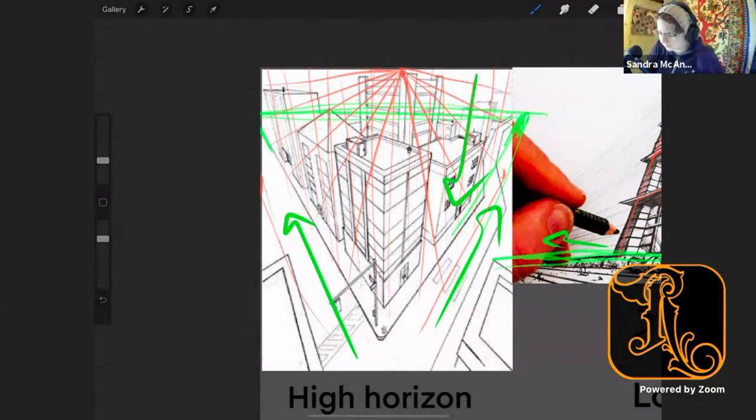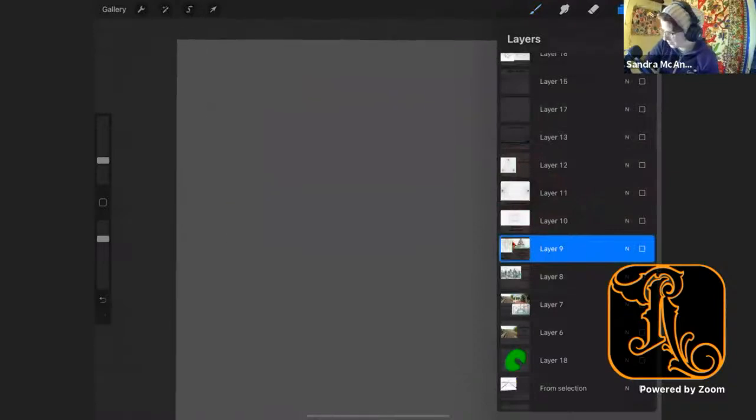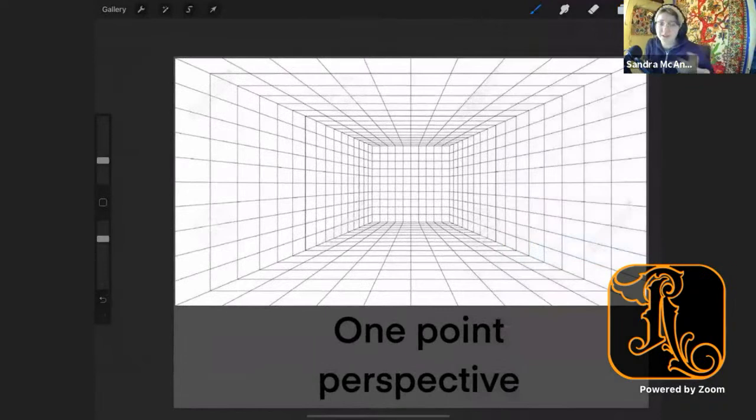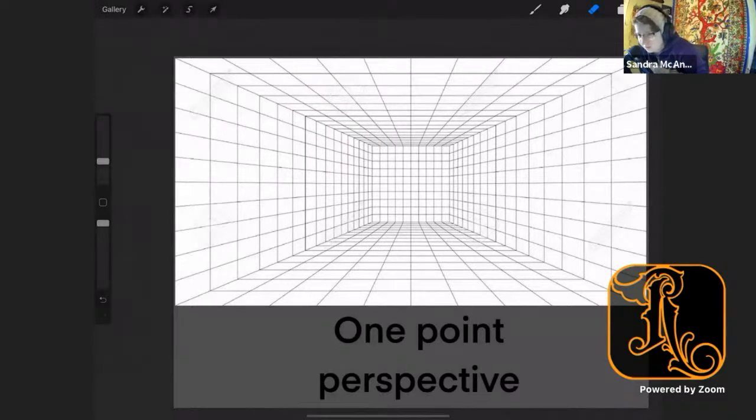Okay. Okay. Drugs are bad. Okay. Let's do this for a little more. One point perspective. There's nothing in this room. But it still follows the same rules. Still has everything. Everybody's seen this before too, right? Everybody saw the movie Matrix, right?